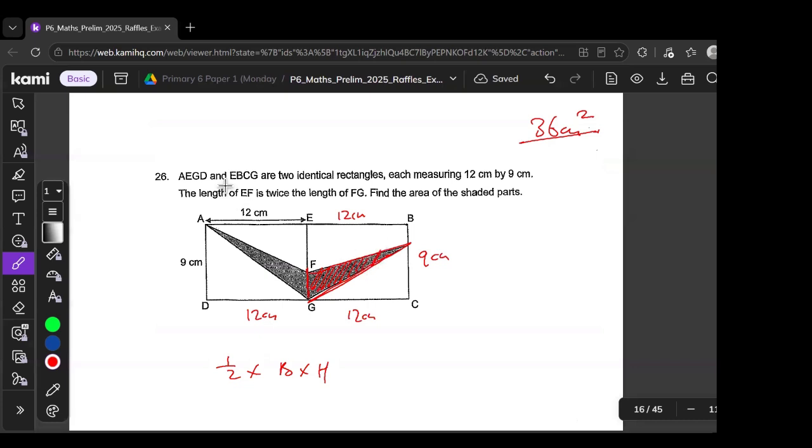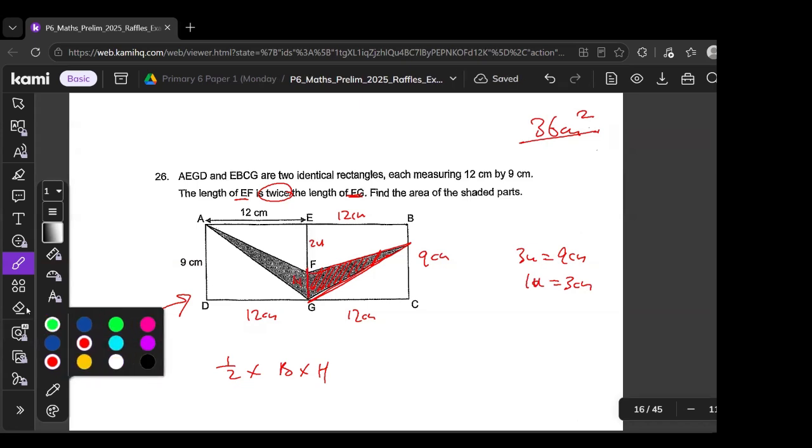What's the base? You will get stuck, especially for those of you who did not put anything inside. You will get stuck when you don't put some more things. EF is twice FG. Where's your EF? Twice. Where's your FG? So if you never put the 2 unit and the 1 unit, you don't know how to get the answer. So 3 units is 9 cm, 1 unit is 3 cm. How long is 1 unit? That must be 3 cm, right? So the base of the triangle is 3 cm.